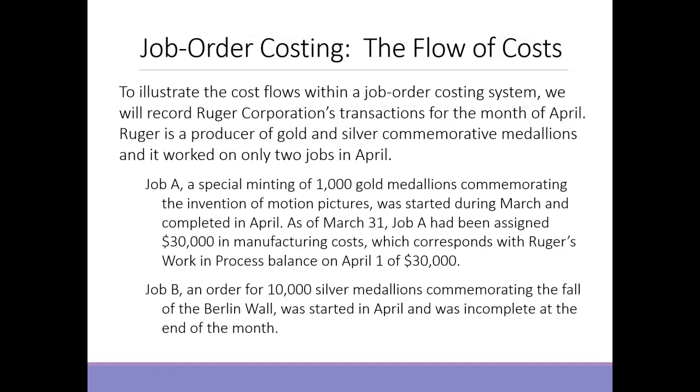As of March 31st, job A had been assigned $30,000 of manufacturing cost, which corresponds with Ruger's work in process balance on April 1st of $30,000. So the job started in March. At the end of March, work in process on job A was sitting at $30,000. Okay? Job B was an order for 10,000 silver medallions commemorating the fall of the Berlin Wall. This started in April but wasn't finished in April. So it's going to go into May.